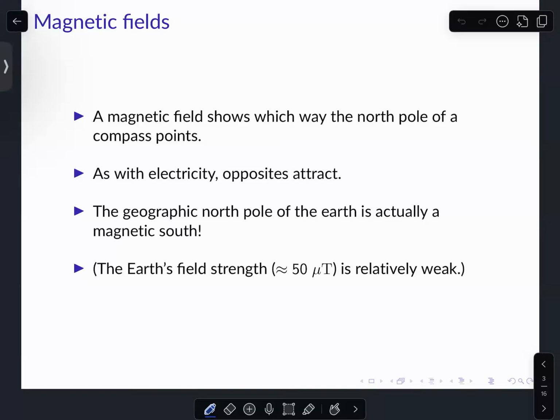Whatever's pointing would be magnetic south. If your arrow points that way, then there's a south magnetic side here or a north magnetic side here. Which way the compass points shows the Earth's magnetic field.